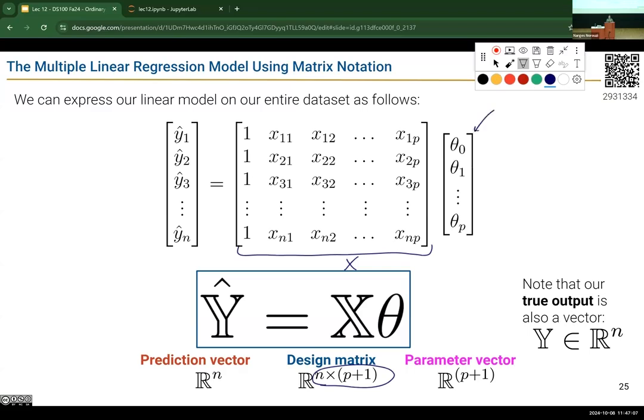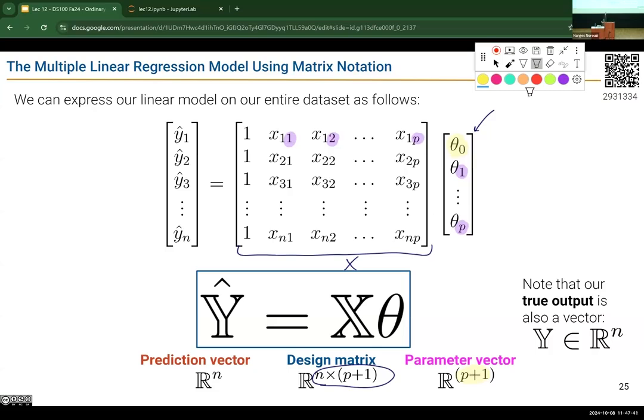What is the dimensionality of the theta vector that we have? We need to have one parameter corresponding to each one of those features. We said that we have p different features: feature 1, feature 2, all the way to feature p. So we need one parameter for each of those features. And then we also need a parameter theta 0 for the bias term that we're adding in the model. So the dimensionality of my theta vector is going to be a column vector of p plus 1 dimensions: p features plus a bias term.